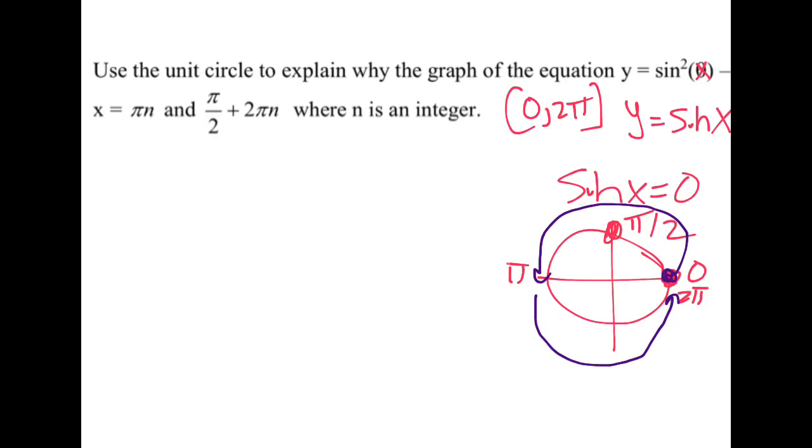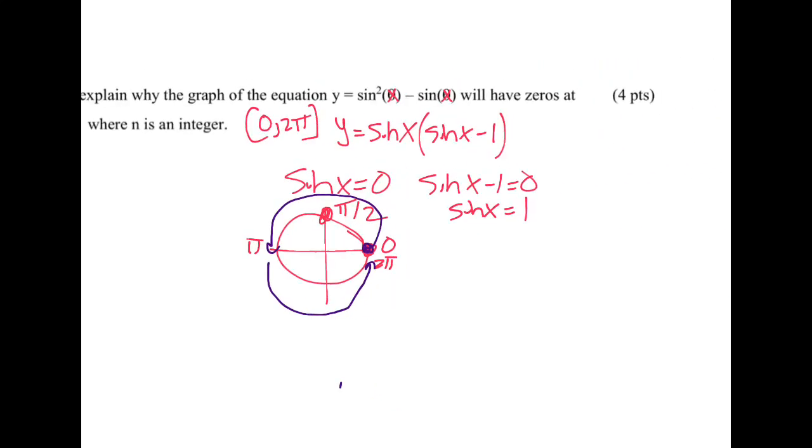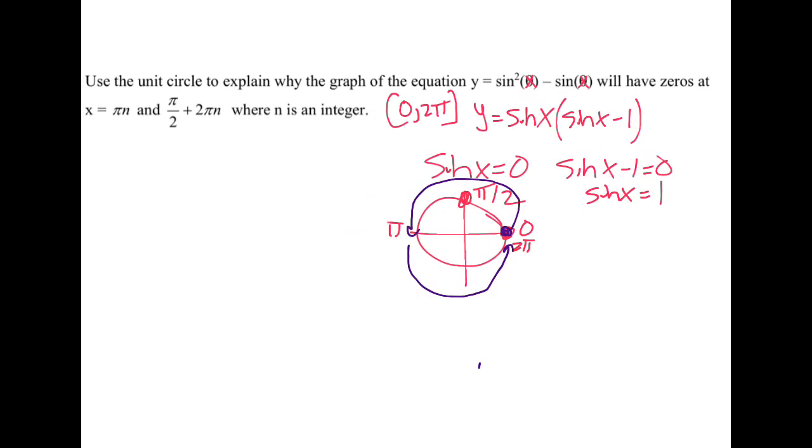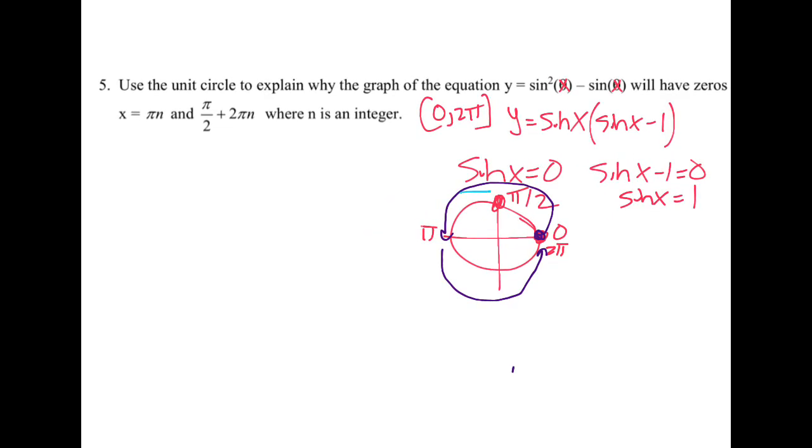Now, compare that then to the other solution, which is pi over 2. Since we're looking specifically for sine of x equaling 1, that only happens at one spot, pi over 2. So for this, I have to go a full revolution around, which is 2 pi. So that's what pi over 2 plus 2 pi n is saying.